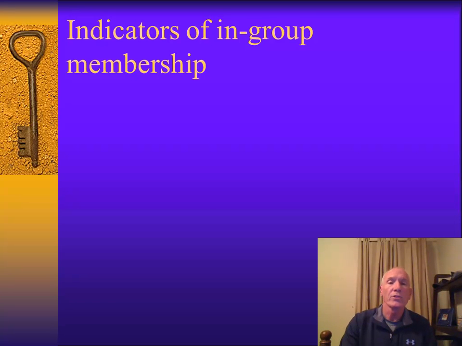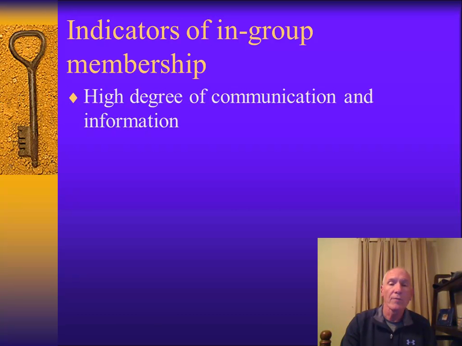There are certain indicators of in-group membership, and all of these, when we look at them, it'll be obvious that they're indicators of partnership. But there's a high degree of communication and information, and again, this will be two-way because we know we influence people with communication and information. The leader and follower will be more reciprocally involved in decisions. Again, the influence will travel in both directions, and typically the follower can influence the leader's decision making.